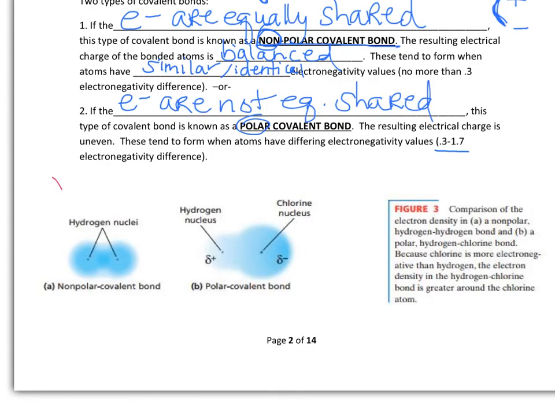So if you look at your illustration here, you've got your nonpolar covalent bond and your polar one, and I think the picture pretty much says it all. This is hydrogen, and it's going to be H2 since there are 2 of them. You'll notice that the electron clouds are equally shared.